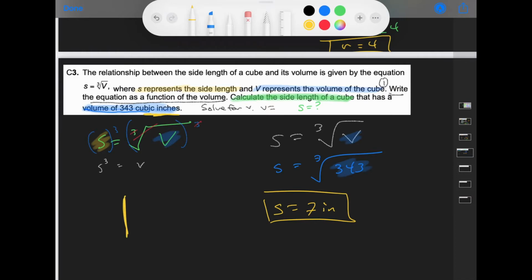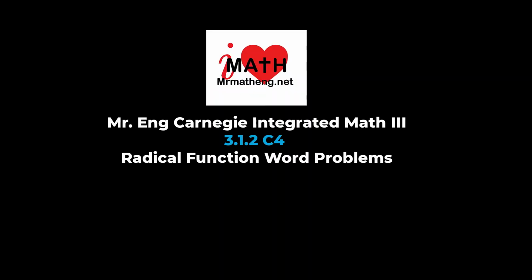So if you draw yourself a cube, they're saying that each of these side lengths is 7. And what is volume? Well, if you have 7 here, and 7 there, multiply all those, then you get the volume of a cube.